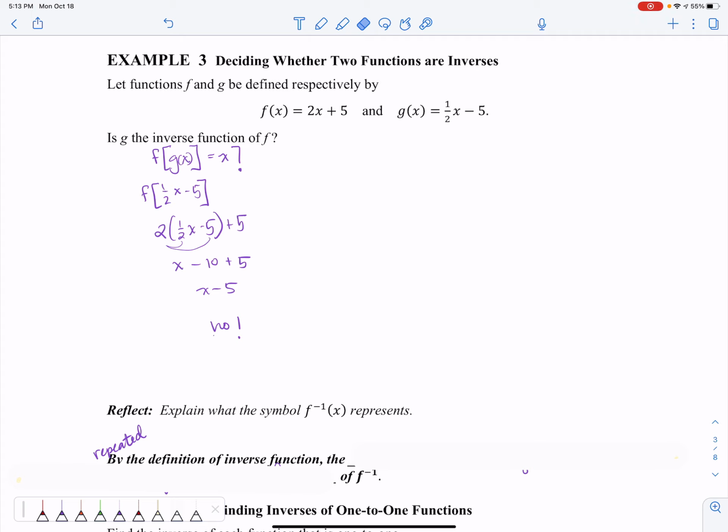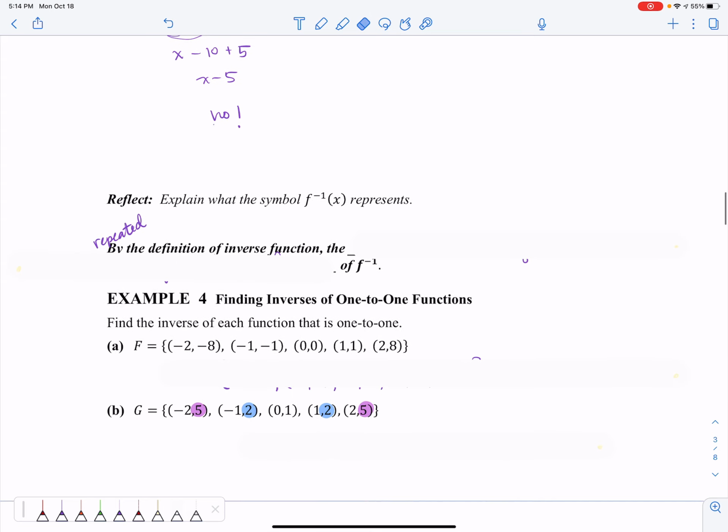Now, what would I have done if it did work out? Maybe at this step right here, I came up with something like x minus 10 plus 10, which is equal to x. Well, if that's what happened, then I would go back up to the top and I would say, all right, now I need to test g of f of x. And I would run that test and make sure it also equals x at the bottom. But that's not what happened in this case. So we're going to delete that and go to the next example.